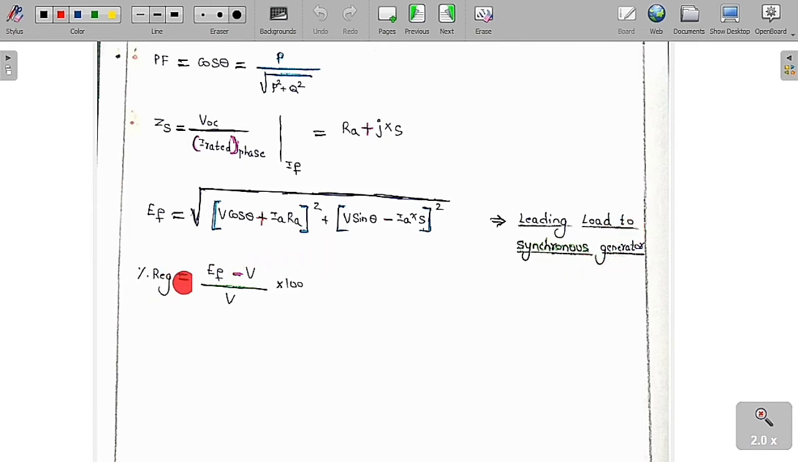Then, what is the value of percentage regulation? It is EF minus V by V into 100. We know the value of EF and we know the value of V, so we can solve this and multiply by 100 to get the percentage voltage regulation. EF is the square root of (V cos theta plus IARA) whole square plus (V sin theta plus or minus IAXS) whole square. Plus is used for a lagging load connected to a synchronous generator and minus is used for a leading load. These are the important formulas that you always have to remember. If you know V and EF, substitute here to get the percentage regulation. These are per phase values, so we have to use the per phase terminal voltage also. If this is per phase, this must also be per phase. Then you can solve this equation to get the percentage regulation of the alternator.